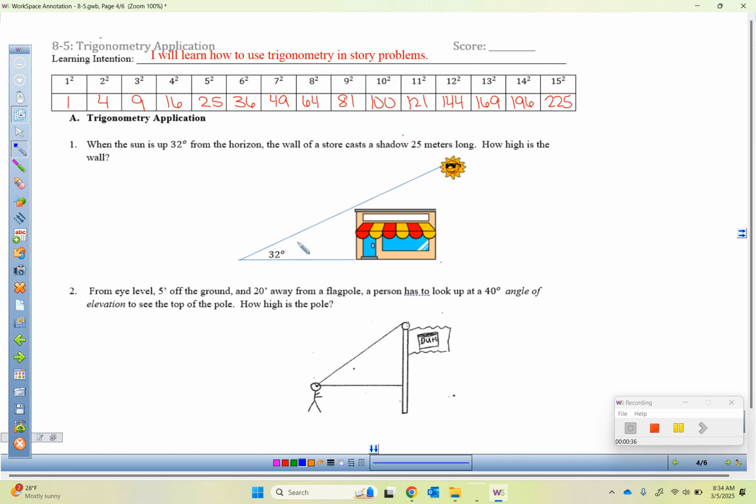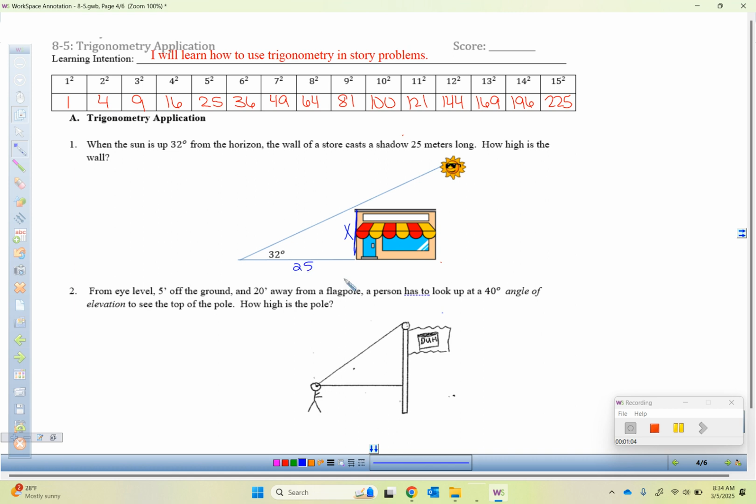And it's up 32 degrees, okay? So we have our angle here. It's wanting to know how high is the wall. The wall right here, this is what we're looking for, okay? And then remember, the shadow of the wall is right here, okay? And this is 25 meters long. So now we're solving for x.